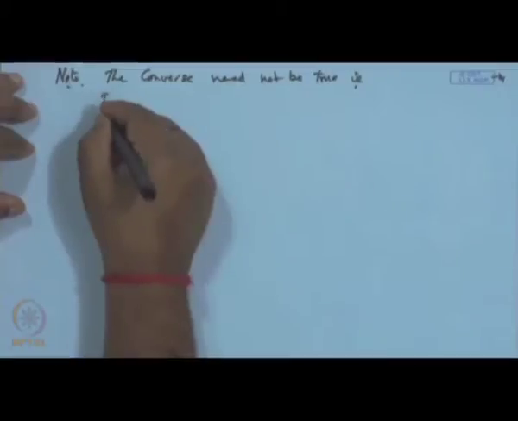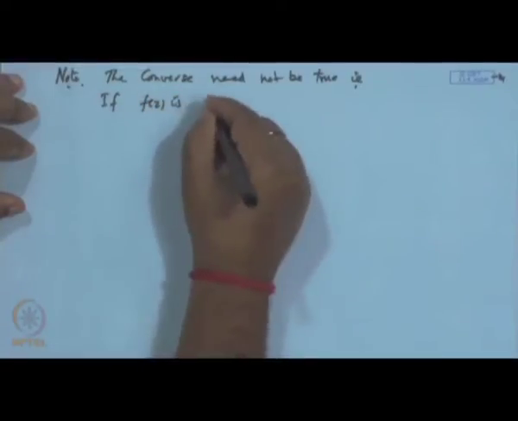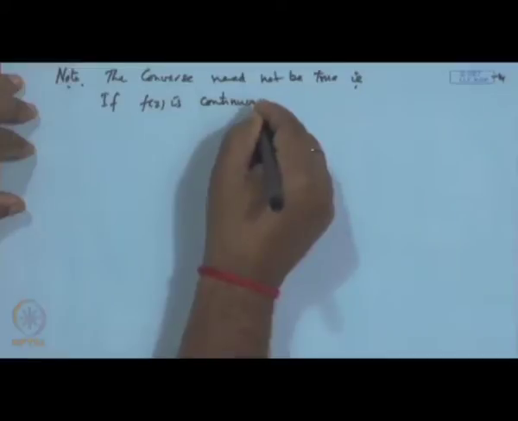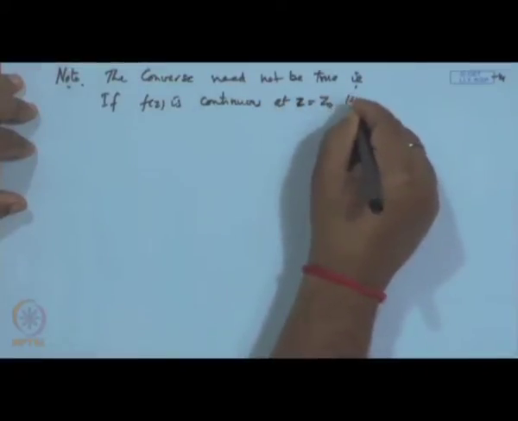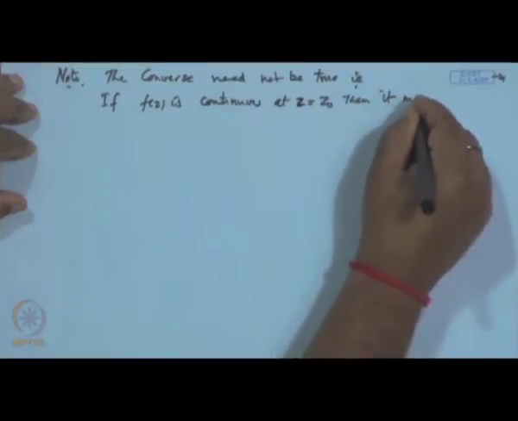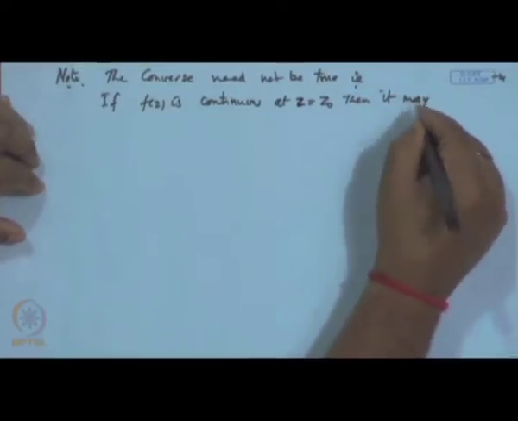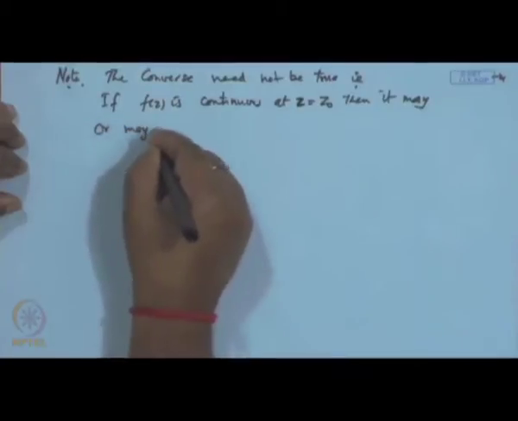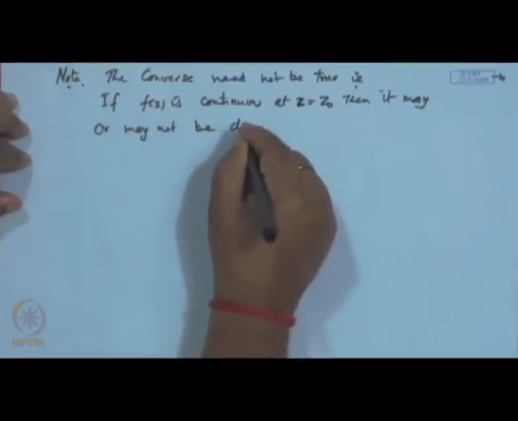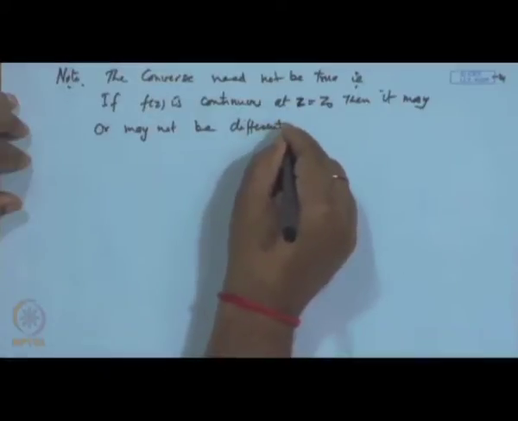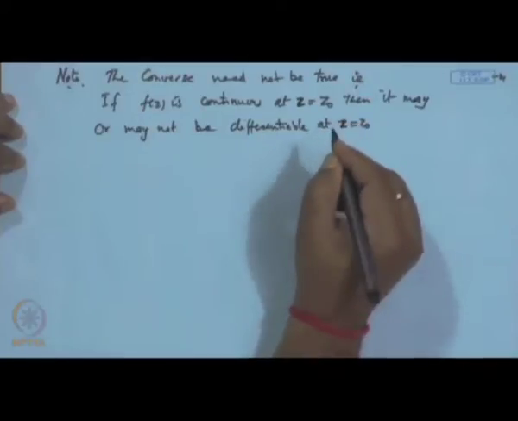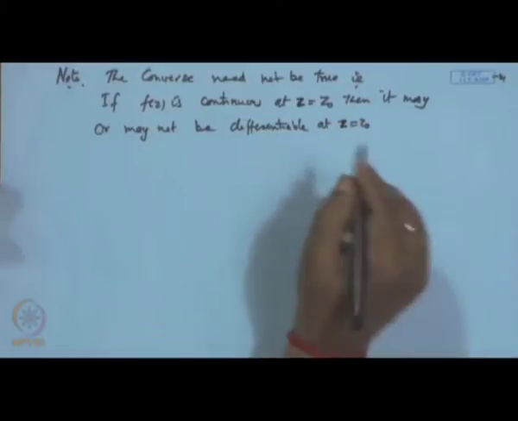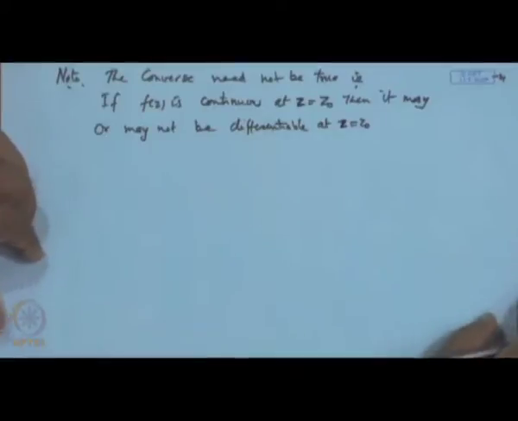That is, if a function f(z) is continuous at a point z equal to z naught, then it may or may not be differentiable at the point z equal to z naught. That is, continuity does not always imply differentiability, but differentiability always implies continuity.